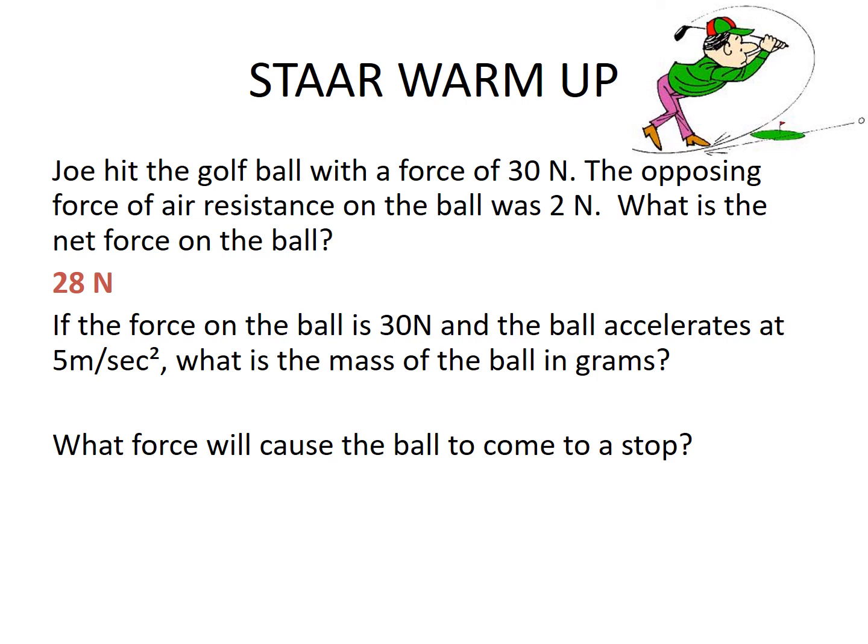What about if the force on the ball is 30 newtons and the ball accelerates at 5 meters per second squared? Now we need to figure out the mass of the ball in grams. So get your formula triangle. If the force on the ball is 30 newtons, force goes in the top of your triangle. Acceleration goes on the bottom with 5. If the force is on the top and acceleration on the bottom of the triangle, we have to divide. So we're going to divide 30 by 5, and that's going to give us a total of 6 grams, must be the mass of the ball.